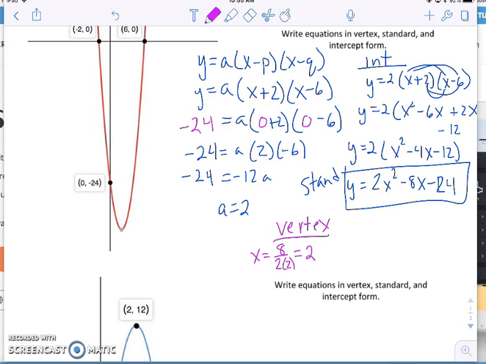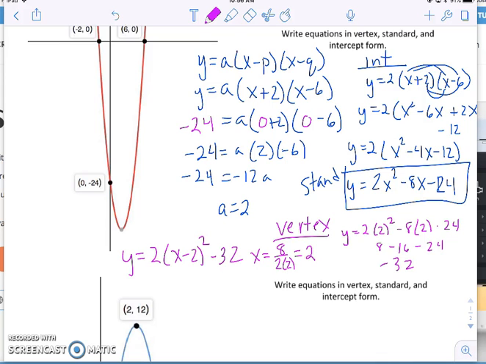Sorry about that. And if we plug that in, y equals 2 times 2 squared minus 8 times 2 minus 24. So we have 4 times 2, so we have 8 minus 16 minus 24. So negative 8 minus 24 is negative 32. So our vertex form is y equals 2, our x coordinate was 2, so x minus 2 squared minus 32.